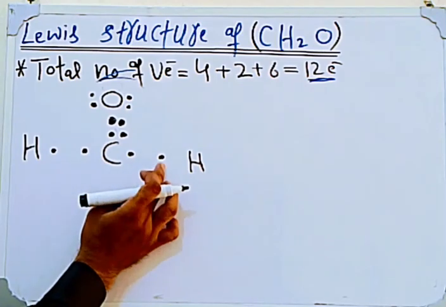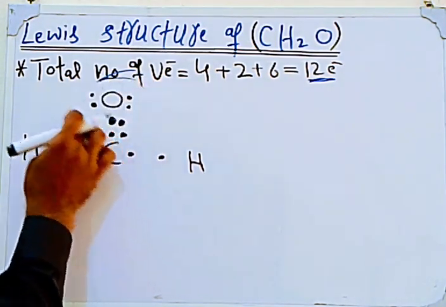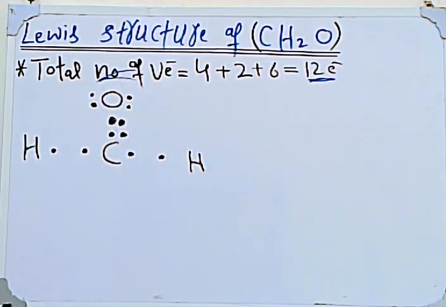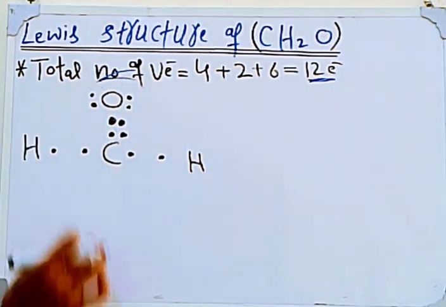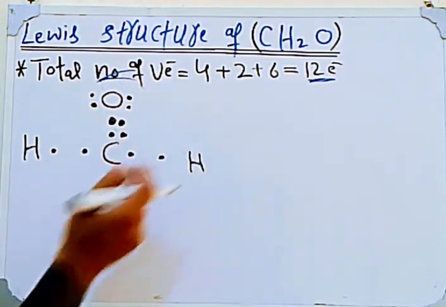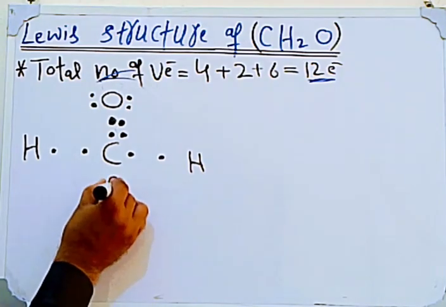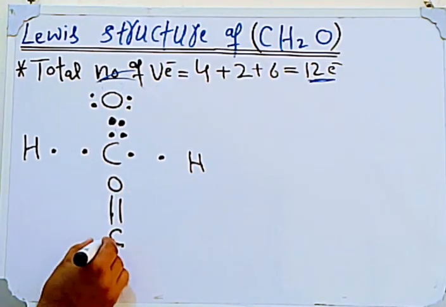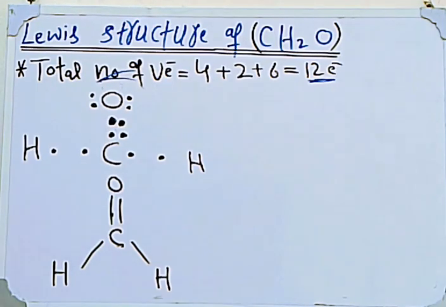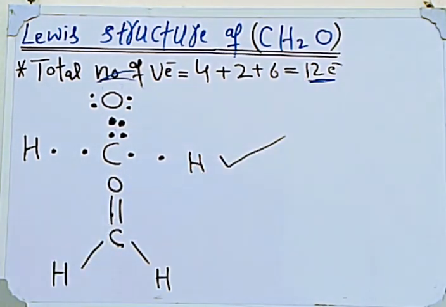So in this way, hydrogen completes its duplet, hydrogen completes its duplet, oxygen completes its octet, and carbon also completes its octet with formal charge equal to 0. Students, this is the best Lewis structure for formaldehyde. We can also write it like this: carbon, double bond, oxygen, single bond hydrogen, and single bond hydrogen. This is the best Lewis structure for formaldehyde.